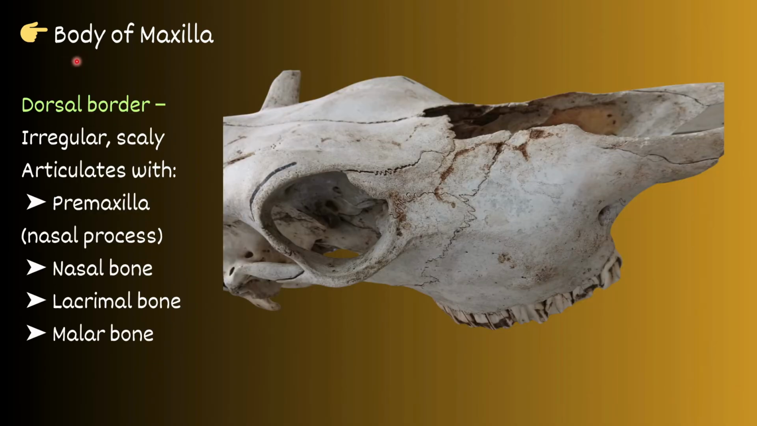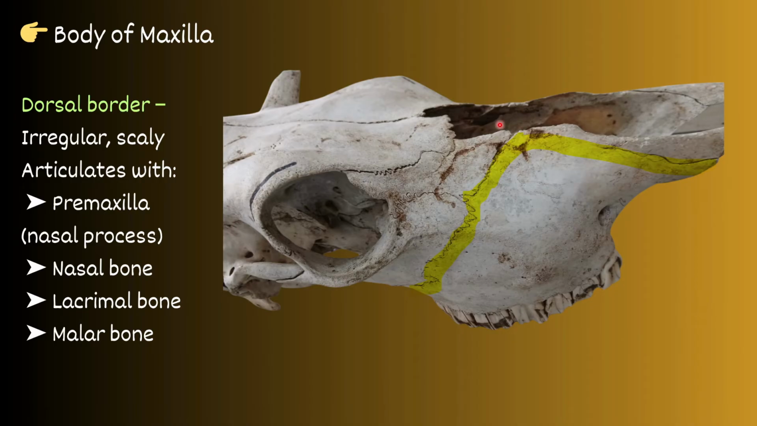Dorsal border of the body of the maxilla. Since this is the dorsal border, you can see this irregular, scaly border articulates with the premaxilla. It articulates mainly with the nasal process of the premaxilla, and at this point with the nasal bone, which is removed here.